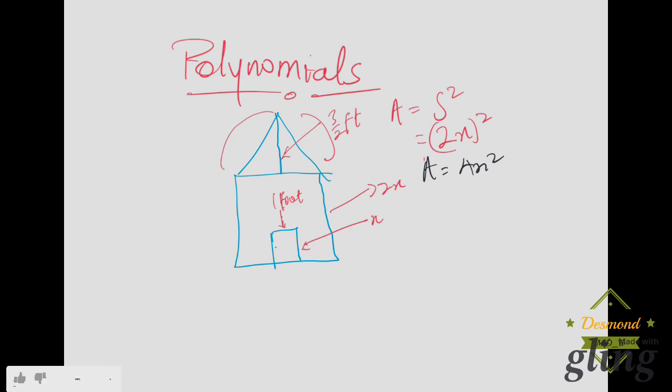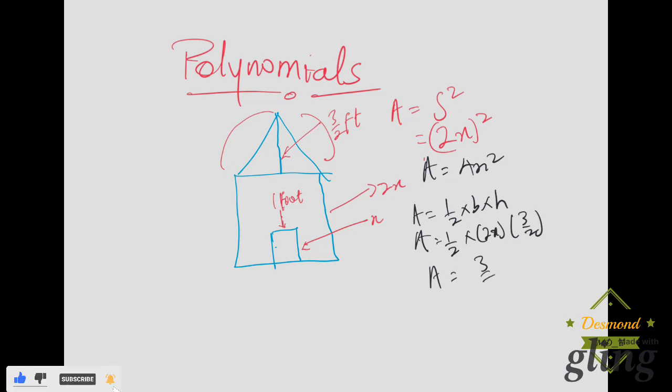Well, what is the area of a triangle? That's half times base times the height. What is the base? What is the height? The base here is 2x and the height is 3 on 2. So when you find the area of this, we should get 3 on 2x.